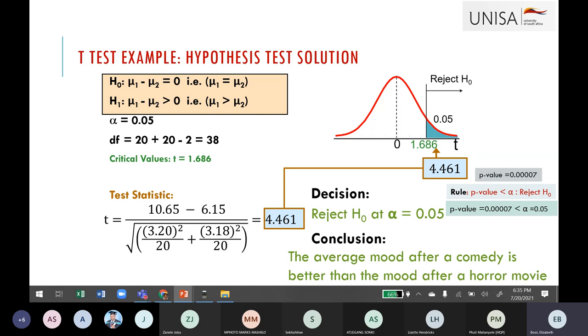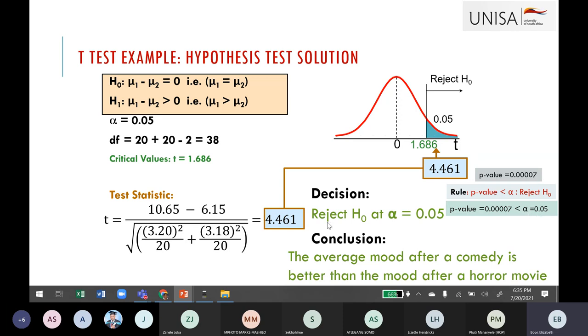And one of the measures that will be included will be the p-value. If you use the same information, the p-value that we get from that calculation or from the computer-generated software output is 0.0007. And we know the rule says if our p-value is less than alpha, we reject the null hypothesis. So our p-value is 0.0007, which is less than our level of significance, alpha, of 0.05.